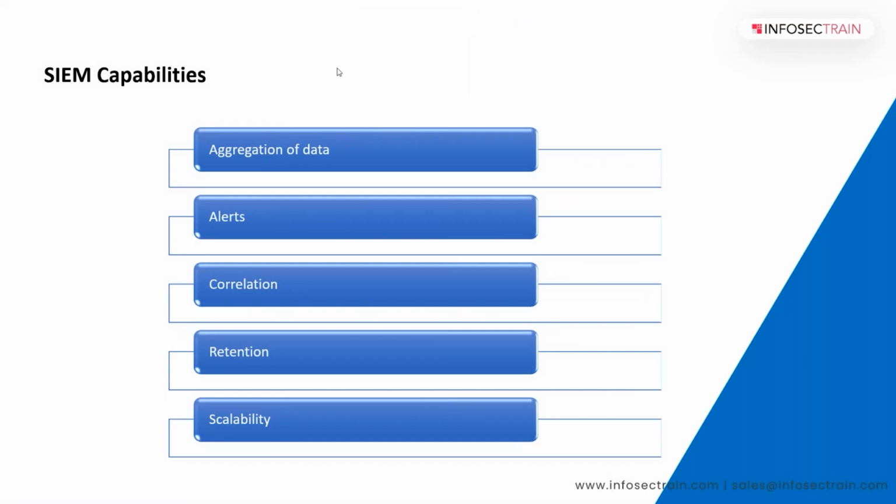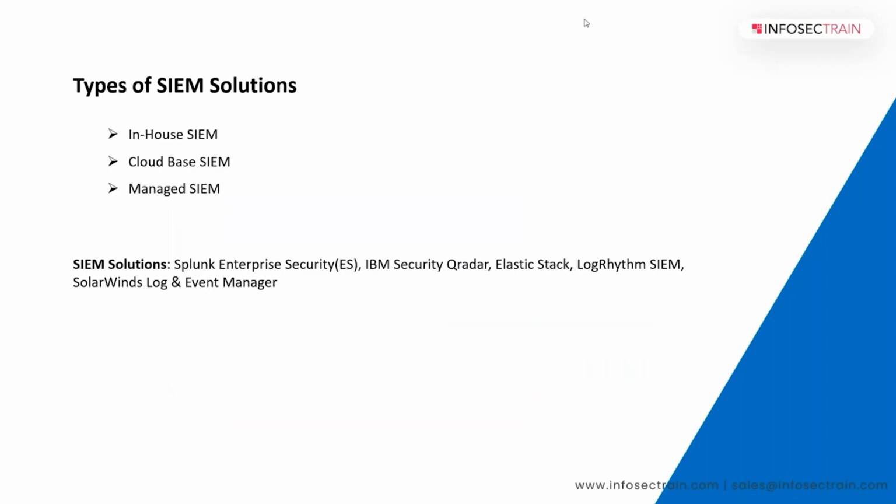Okay, so these are a few capabilities that a SIEM can do. Now there are different types of SIEM solutions in the market. Okay, and along with that we have different environments for SIEM solutions. Okay, so here are a few examples of SIEM solutions. We have in-house SIEM, then we have cloud-based SIEM, then we have managed SIEM. Okay, as I said, different types of SIEM solutions.